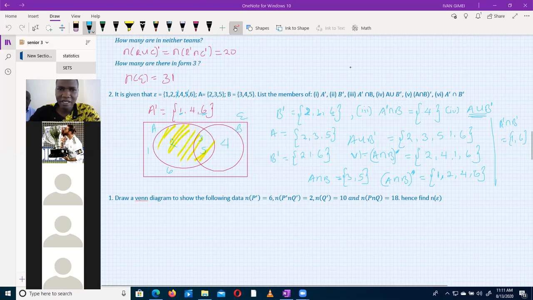What have you found as the answers for number 2? Somebody has 36. Somebody has the number of elements in the universal set as being 36.